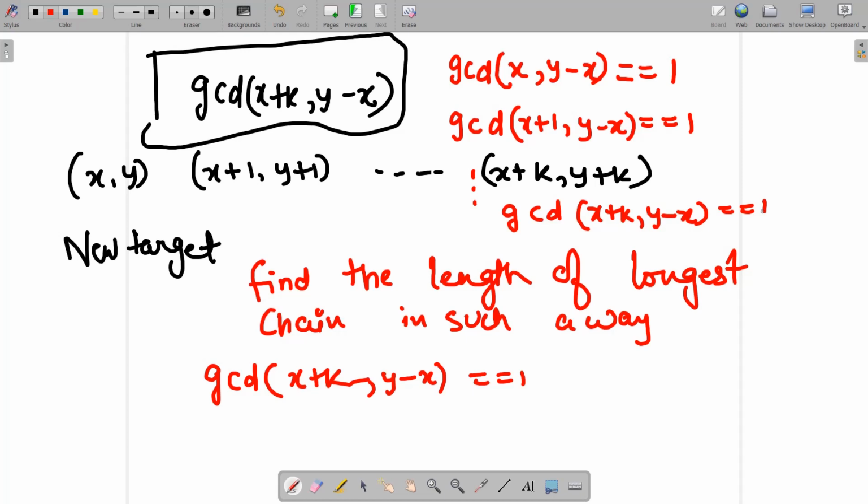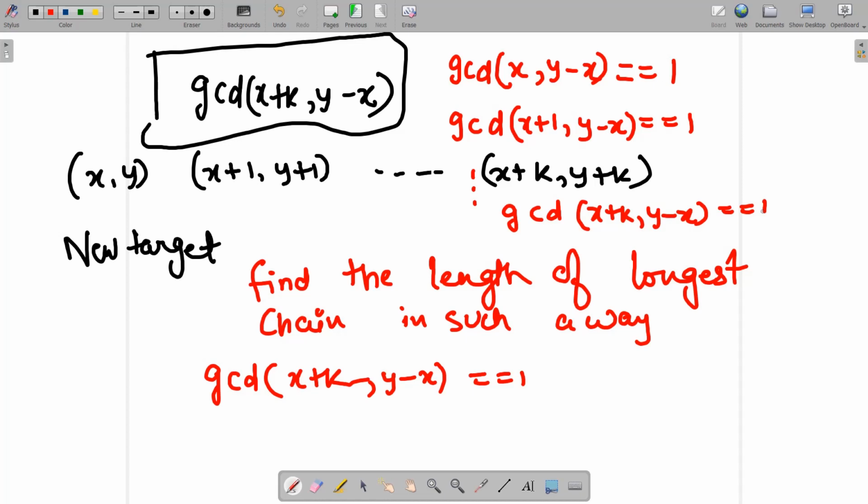So we have used the property of GCD to make the unknown k present in only one part of the GCD, not both parts, like GCD of a comma b. So k is only present in the a part, which is x plus k. So it helps in finding out the length of the longest chain efficiently.